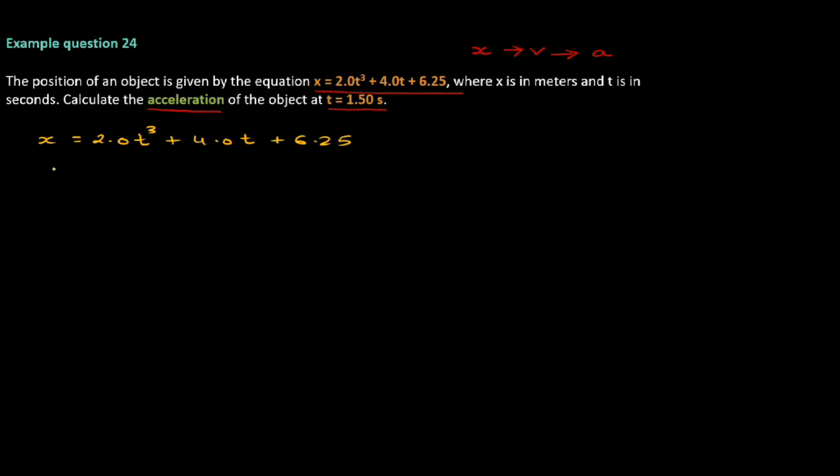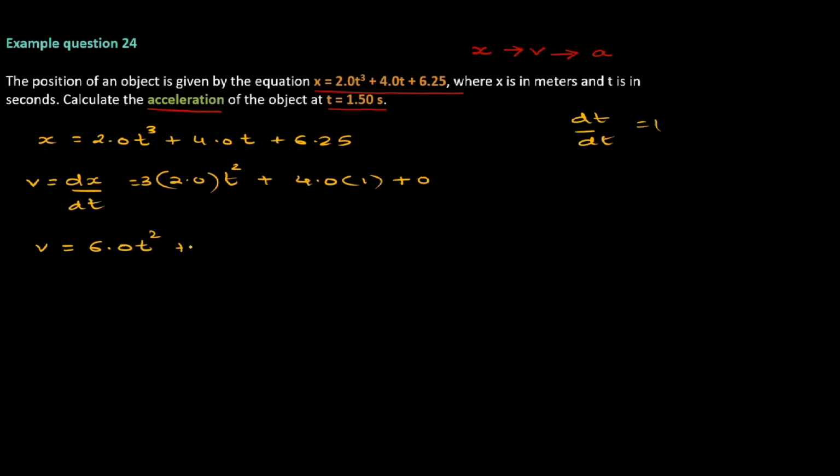Then we find velocity function first. So v will be equal to dx over dt. Let's solve. We keep the constant 2 as it is. Power of t is 3. So first multiply with the power. Then reduce the power of t by 1. So 3 minus 1 will be 2 plus 4. This is just t. dt over dt is equal to 1. So I will write 1 here. The final term is a constant. Derivative of a constant is 0. So I get my velocity function as 6t squared plus 4.